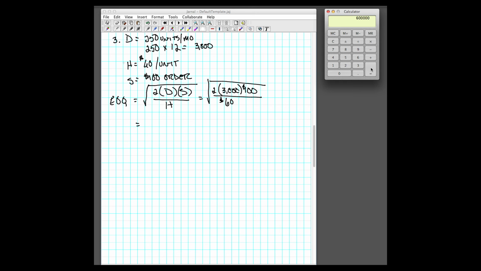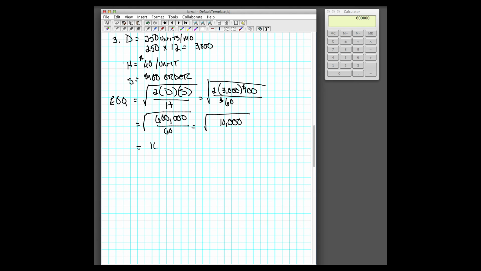And that's going to give us 600,000. So our numerator is going to be 600,000. The denominator in this calculation is merely the holding cost. That's going to be 60, which is going to give us the square root of 10,000. And that's going to equal an economic order quantity of 100 units. So the order quantity that minimizes all the costs associated with the inventory is going to be 100 units.